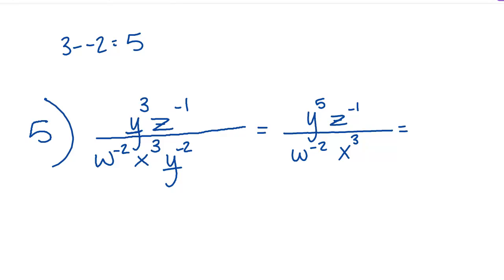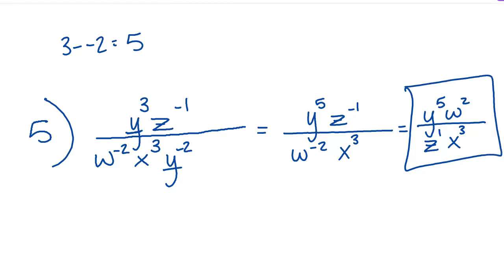Okay, so y is positive, so y to the power of 5 stays on top. Z has a negative, so we're going to move that to the bottom. Z to the power of positive 1 now. Now below we had w to the power of negative 2, so I'm going to move that to the top and make it positive. And then x to the power of positive 3 is going to stay down there because it's positive. And then we're done with that.